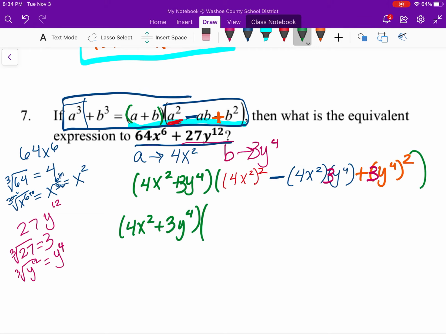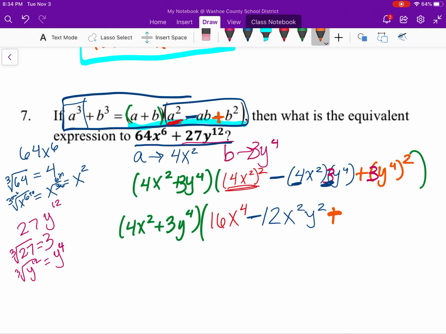Then I go inside this parentheses. So I am going to go ahead and distribute the squared. 4 squared is 16. x squared squared becomes x to the 4th. Minus, I'm going to keep going here. I'm going to multiply number times number. So 4 times 3 is 12. And then the x squared and the y to the 4th can't combine, so I'm just going to leave those there.